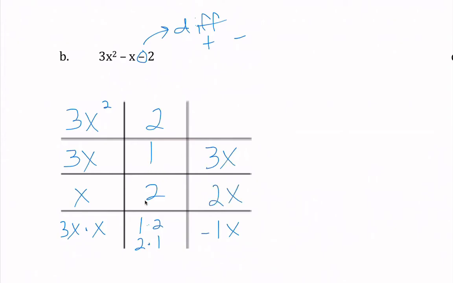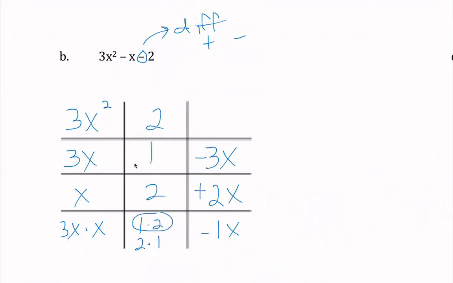And I'm trying to figure out, is there any way I can use a 3 and a 2 to get to this negative 1? Keep in mind, we have to have one positive and one negative. And yes, I can. I know a negative 3 and a positive 2 will combine to give me a negative 1x. So I found something that worked. So I know it's not this one. This one worked. Perfect. This is the one.